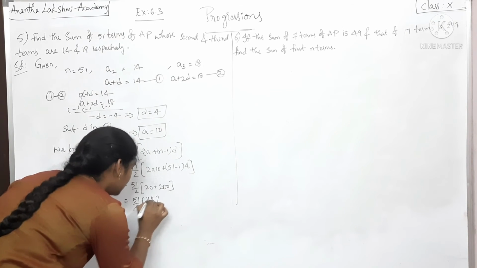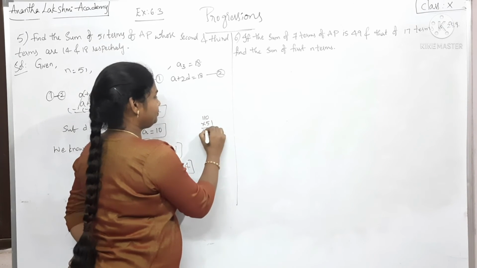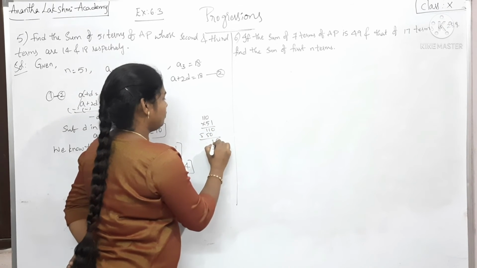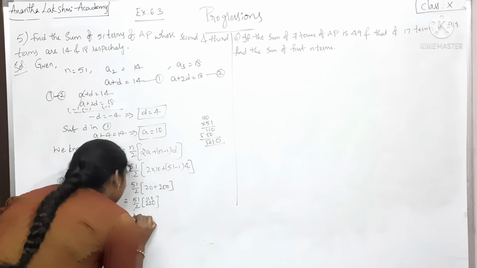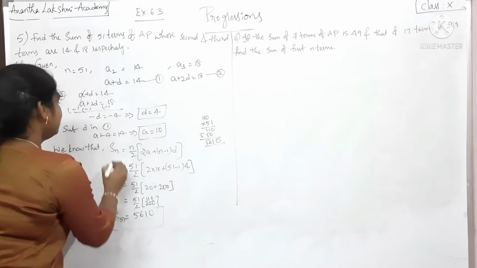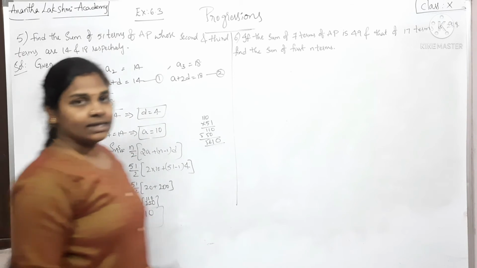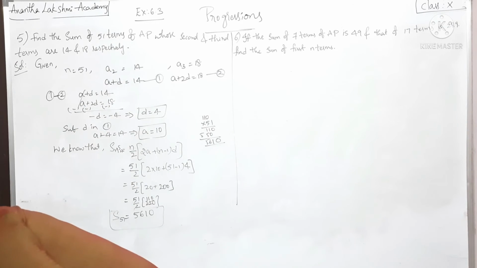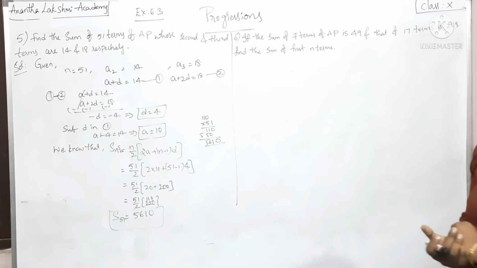This is going to be 110 into 51. 110 into 51 is 5610. Sum of n terms, in the sense, how many terms is this? 51. Sn is equal to S51 is equal to 5610. Alright, that is about problem number 5.